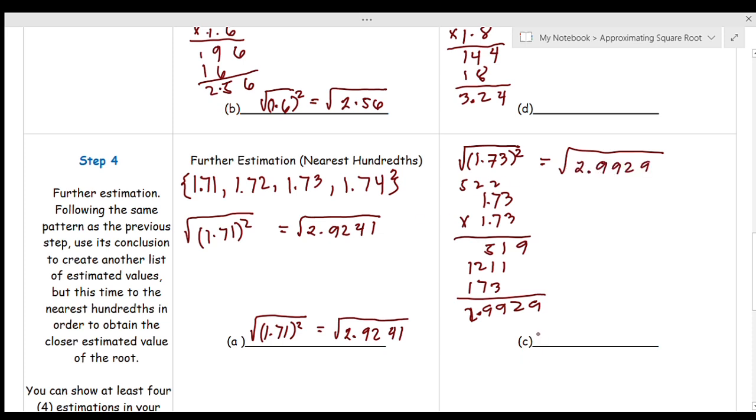So the answer for this part is 1.73 raised to 2 is equal to the square root of 2.9929.